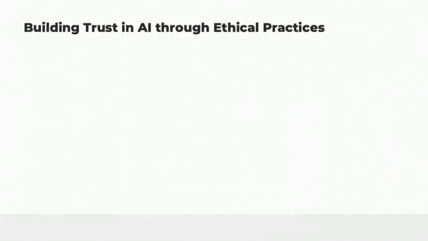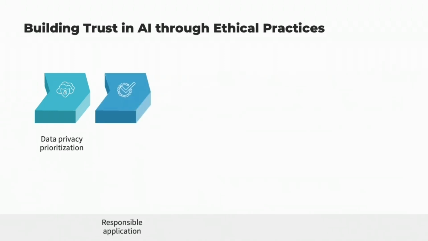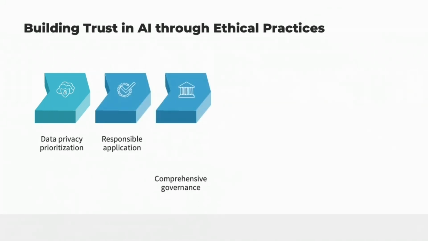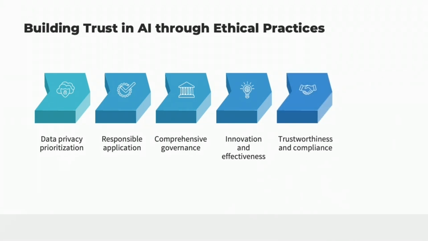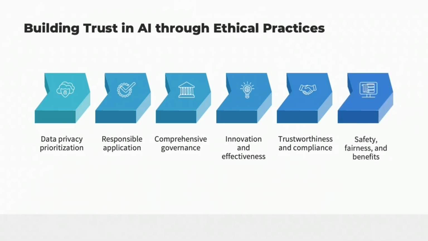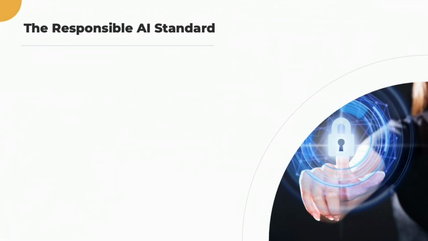The development of AI models with a strong ethical focus is not just a legal necessity, but a business imperative. By prioritizing data privacy, responsible application, and comprehensive governance, developers and organizations can build AI systems that are not only innovative and effective, but also trustworthy and compliant with legal standards. In a world increasingly reliant on AI, these considerations are key to fostering a technology landscape that is safe, fair, and beneficial for all. In this video, we'll explore AI principles and goals.